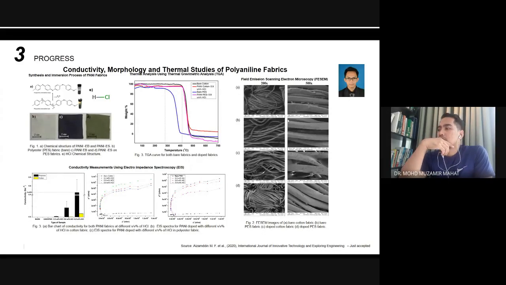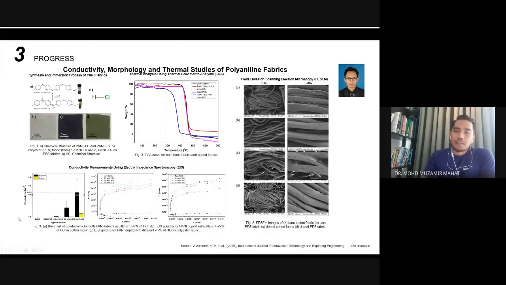Faiz actually has published a journal which was accepted early this year. So this is his final year project, where we can see some interesting findings. Similar patterns and a similar story, but a different type of acid here. So he's using hydrochloric acid.